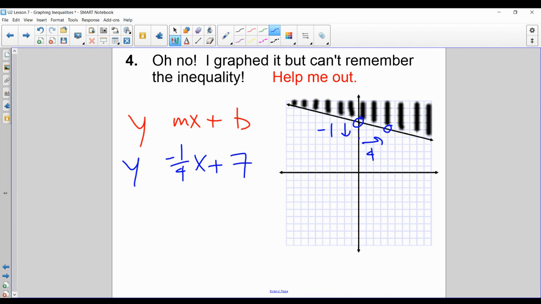So I have this, and all I have to decide is what does the inequality symbol look like? All the shading is above the line, so I'm going to say greater than. The line is solid, so, or equal to. So my line would be this.